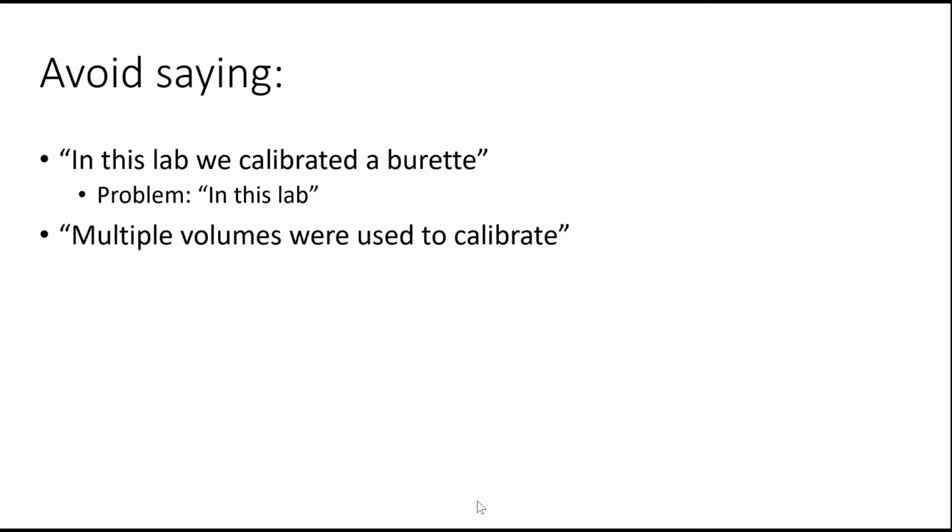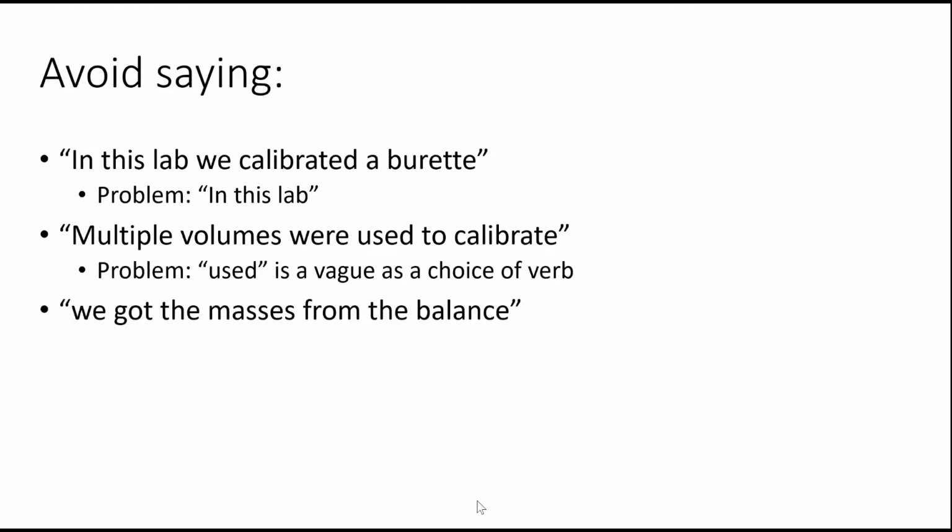To illustrate, let's think about what you should avoid saying. I've said already we should not say the words "in this lab." So in this particular case, we would not write "in this lab we calibrated a burette." Other things that many students do when they submit their abstracts is they choose verbs that are somewhat vague. In this case, "multiple volumes were used" is a vague choice of verb.